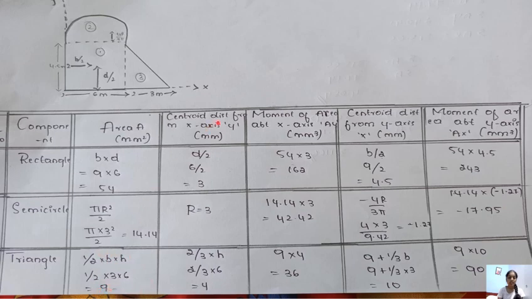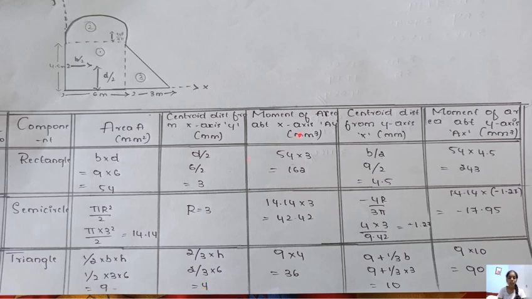And next is centroidal distance from x-axis, that is considered as y in millimeters. The formula for centroidal distance from x-axis for a rectangle is d by 2, that is 6 divided by 2, which is 3. The formula for the semicircle's centroidal distance from x-axis is r, and r is 3. Then for the triangle, the formula is 2 by 3 into h, and h is 6. So 2 by 3 into 6 is 4.